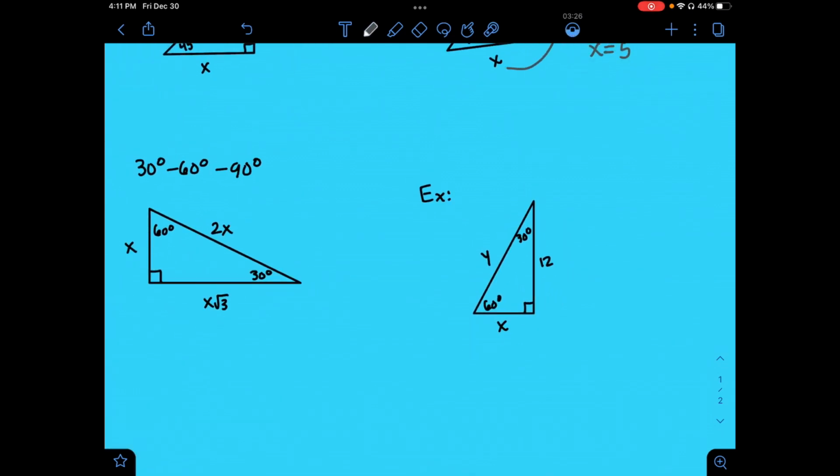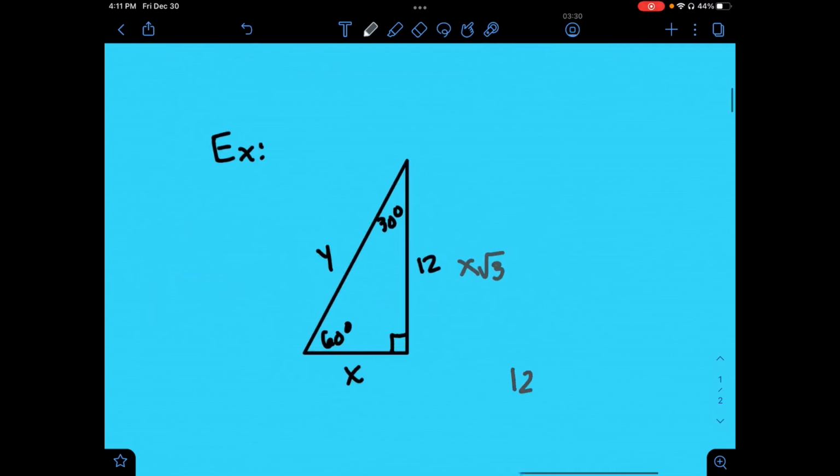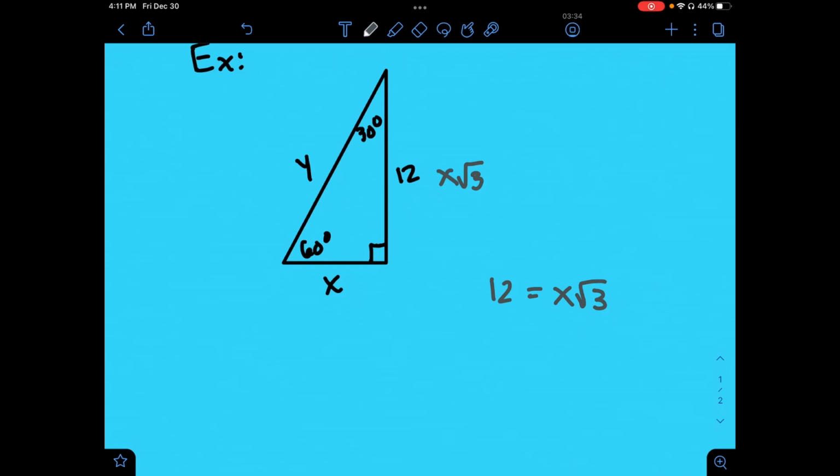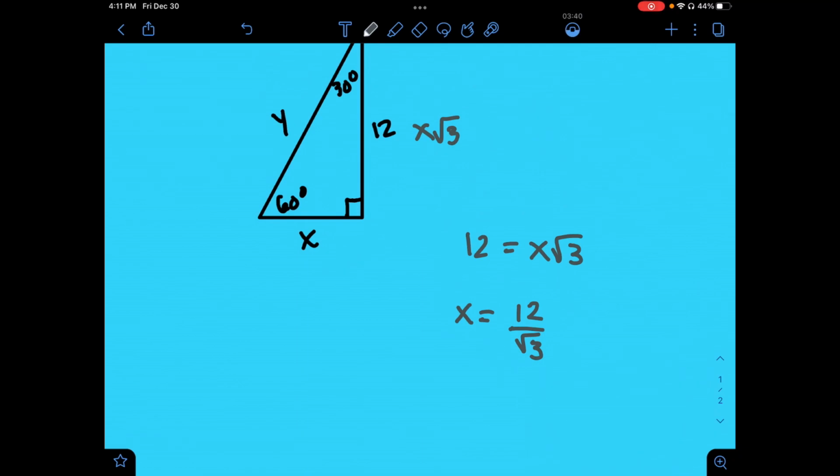We know this side over here has to equal x root 3. So 12 equals x root 3, and we're trying to find x first. We divide both sides by root 3, so you have x equals 12 over root 3. To get the square root out of the denominator, you can multiply by root 3 over root 3, because it's the same thing as 1. So x equals 12 root 3 over 3, which is the same thing as 4 root 3. So that's what x equals.